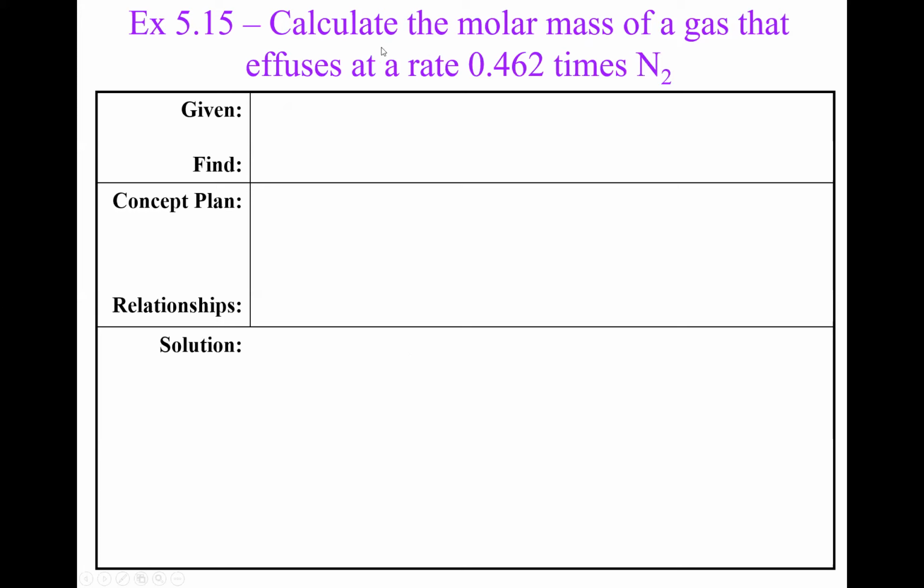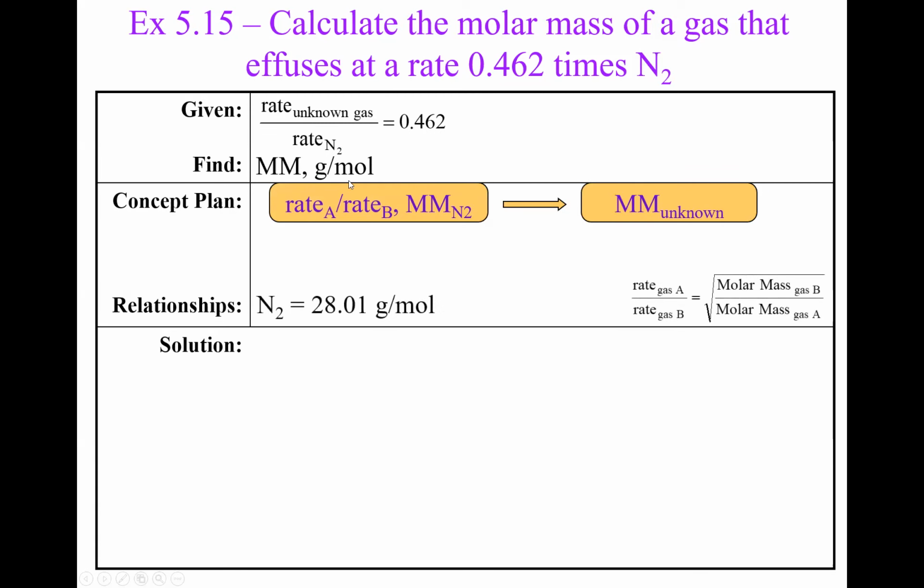Calculate the molar mass of a gas that diffuses at a rate of 0.462 times nitrogen. Okay, so what that's saying is you have some gas that you don't know over the gas of nitrogen, and it's 0.462, or 46% of the nitrogen rate, right? So what do we know? We know the two relative values. We know the mass of nitrogen, and so you can rearrange and solve for the mass of the unknown gas.